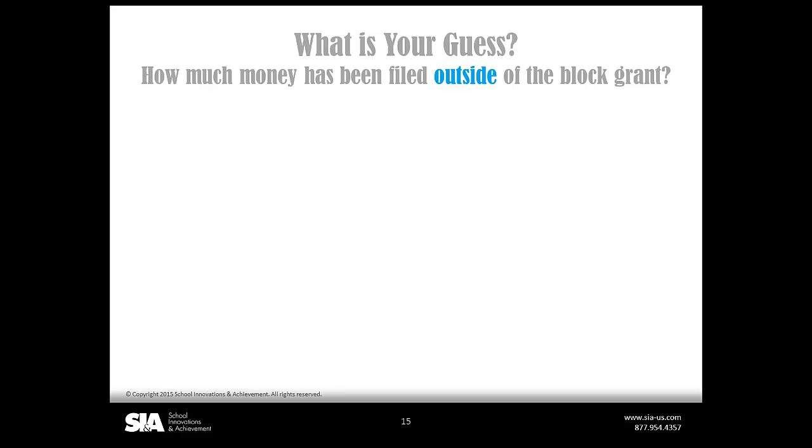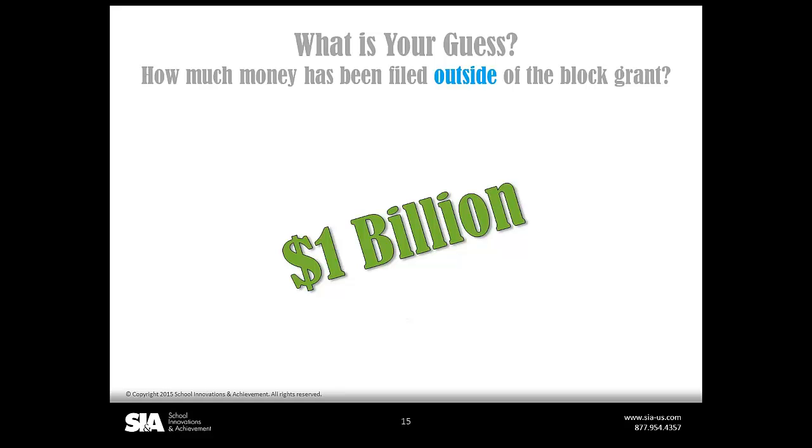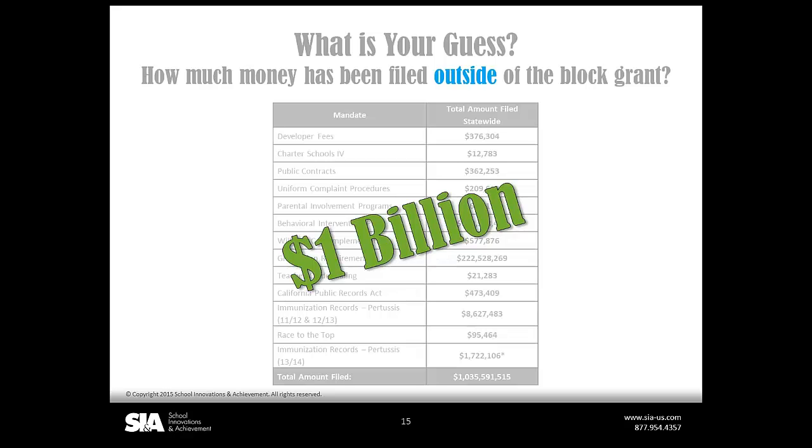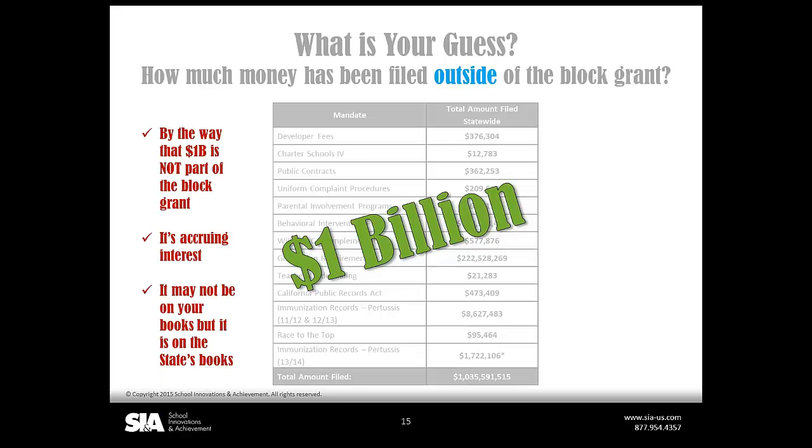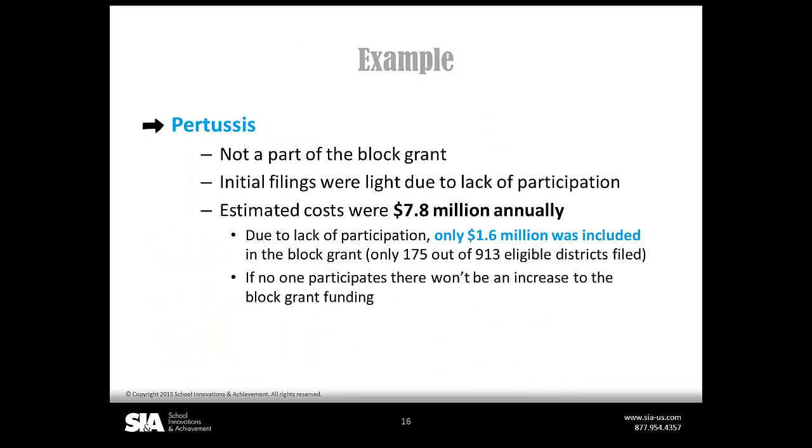Let's take a guess on how much money we think was filed outside of the block grant since the 12-13 fiscal year. The answer is $1 billion. And yes, that's over 13 different mandates. Now remember, this is not a part of the block grant. It's money that's owed to you. Now, although you might not see this money on your books, the state does have them on their books accruing interest as we speak. Now that $1 billion might seem like a lot of money, but we think it should have been more. And I'm going to show you what I mean in this example.